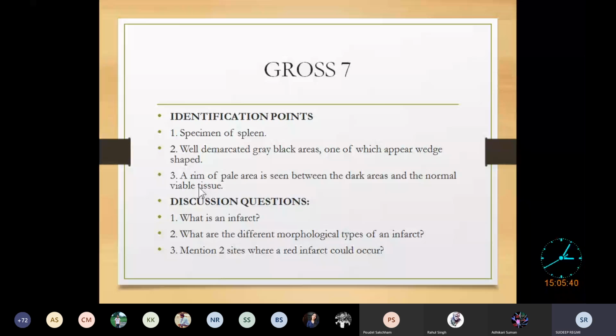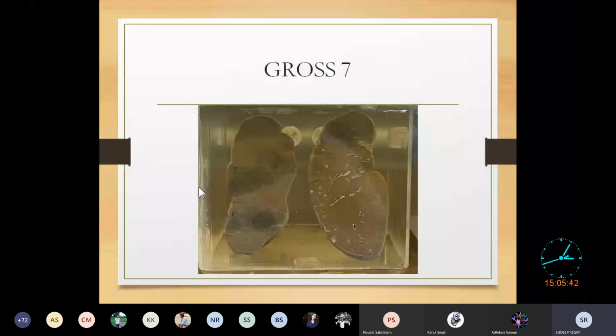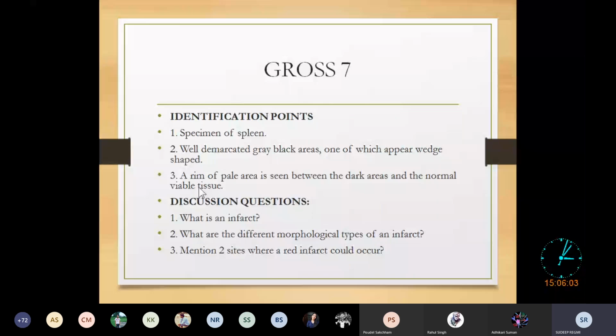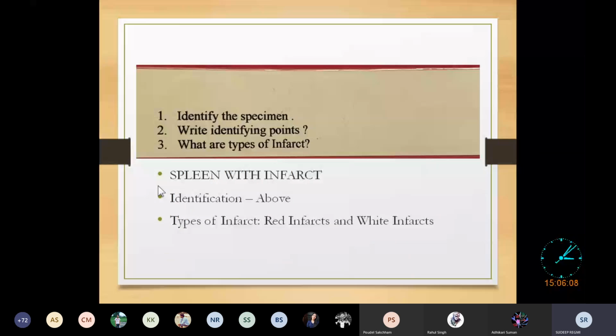And here there is an infarct. Whenever there is an infarct, the tissue will go to a state of necrosis. Which type of necrosis might this be? Coagulative. Very good. We'll go to the next topic after this. Identify the specimen: spleen with infarct. Identification points we have already talked about, and the types of infarct are red infarcts and white infarcts.